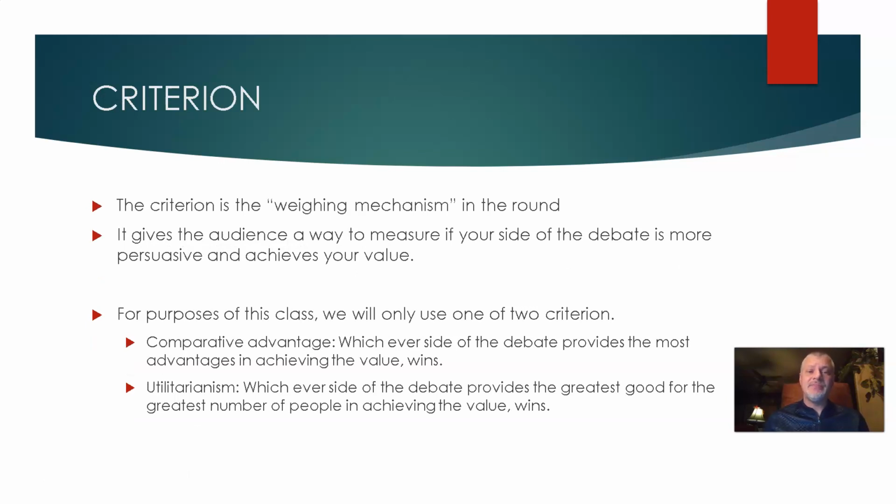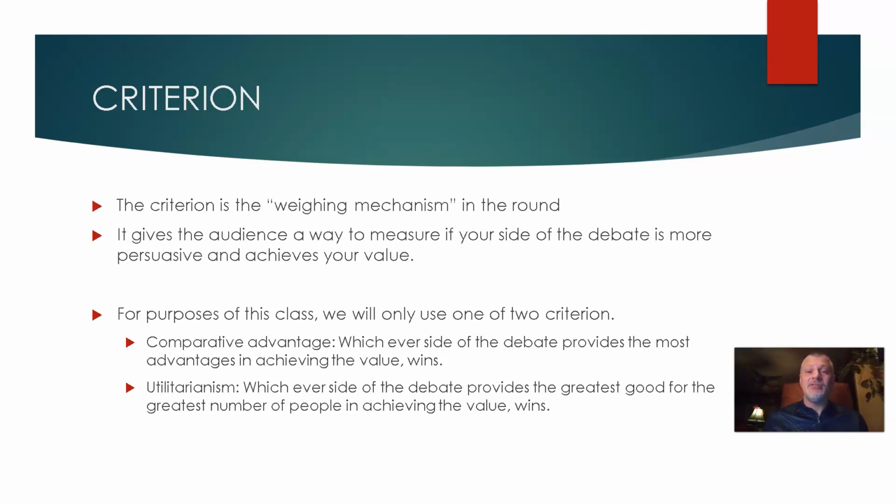And the criterion is what is known as the weighing mechanism of the round. And it gives your audience a way to measure if your side of the debate is more persuasive and achieves the value that you stated. For purposes of this class, we're only going to use two criterion. The first one is known as comparative advantage, and that simply means that whichever side of the debate provides the most advantages in achieving the value wins.